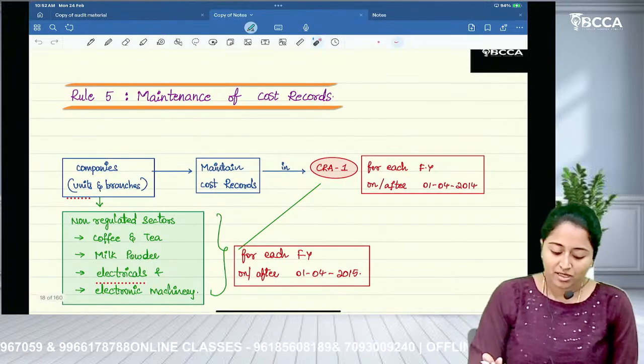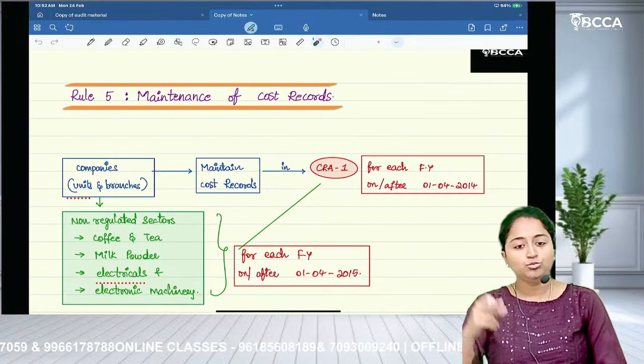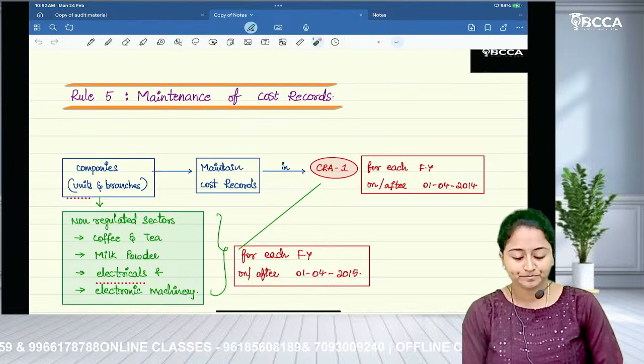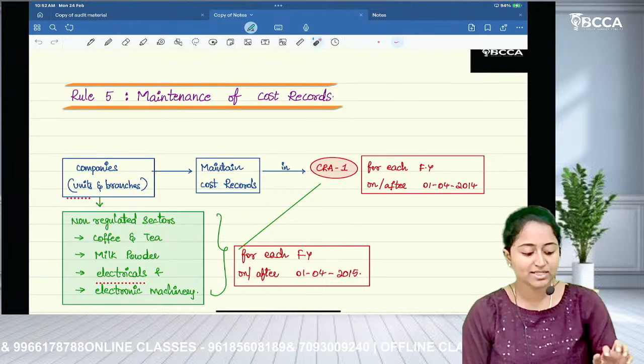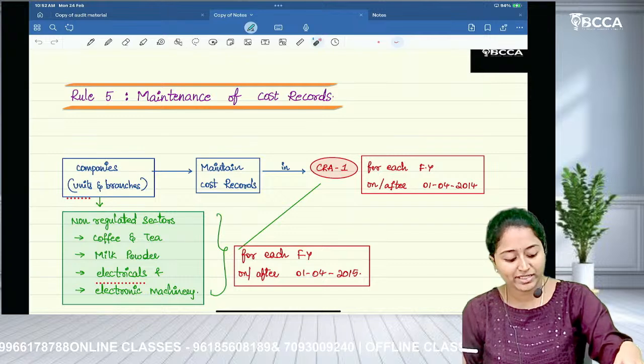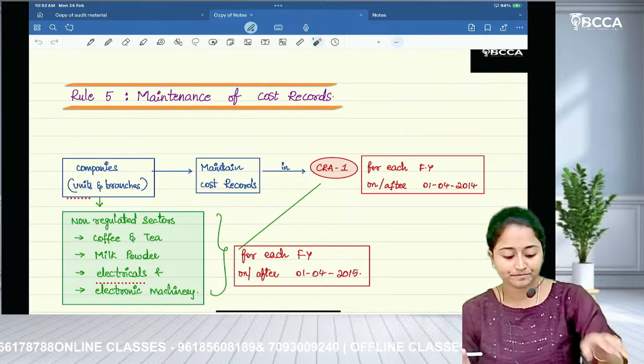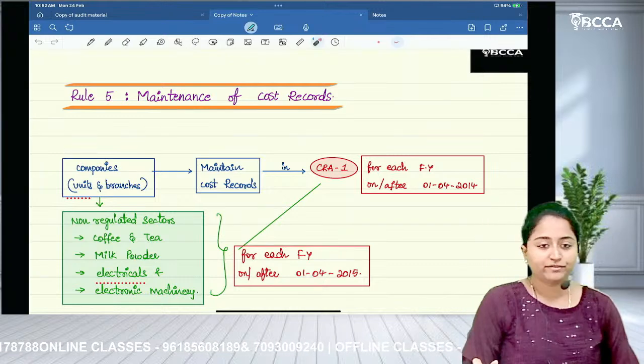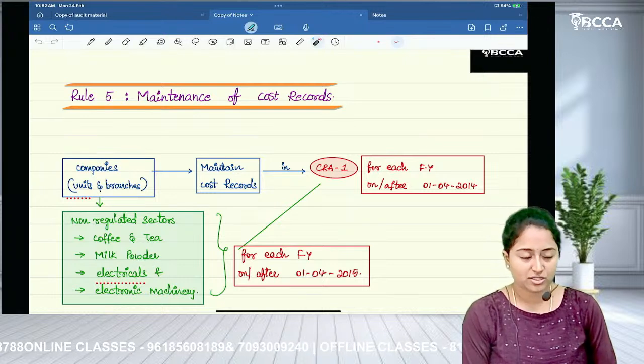Okay. We'll finish this rule 5. In tomorrow's session, we'll go to rule 6. Okay? Because rule 6 is somewhat big. We have only 8 minutes time. Now, rule 5. Maintenance of cost records.